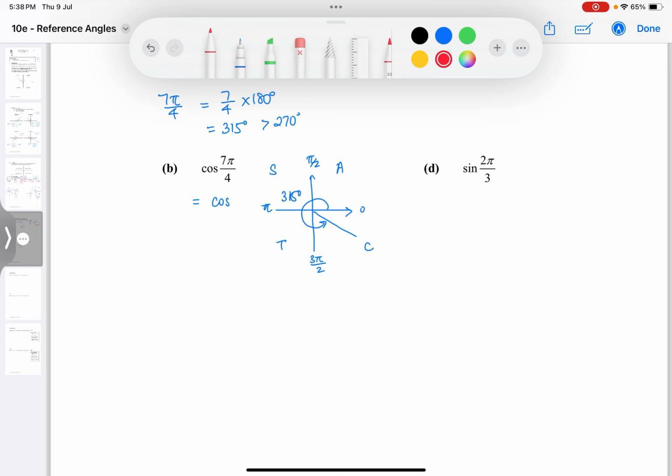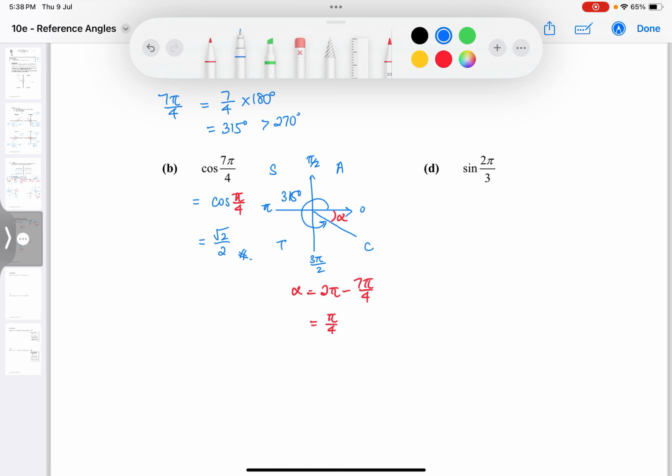The corresponding basic angle here can be found by taking 2 pi minus 7 pi over 4, which is pi over 4. And cosine pi over 4 is a special angle that is root 2 over 2.